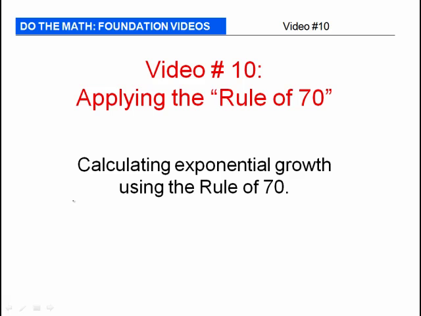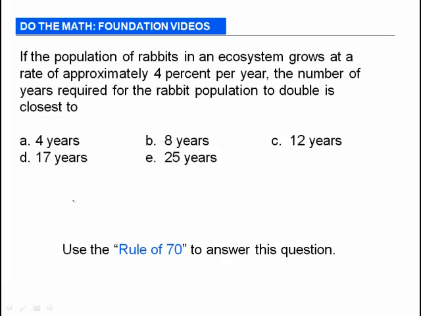In this video, we will work with exponential growth using the rule of 70. The doubling time, or the rule of 70, can help determine the number of years it takes for a population or an investment to double.